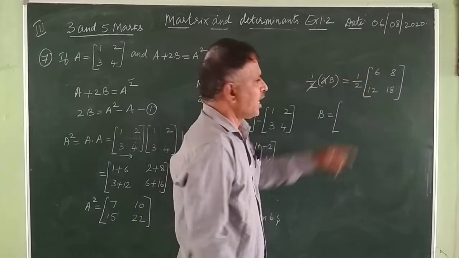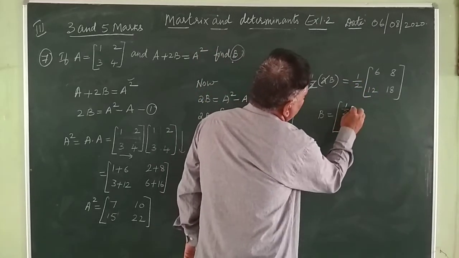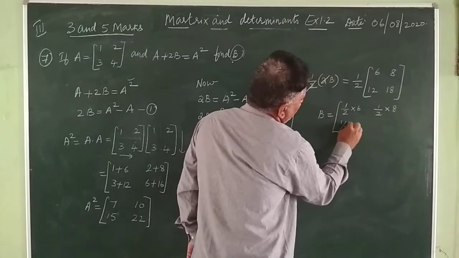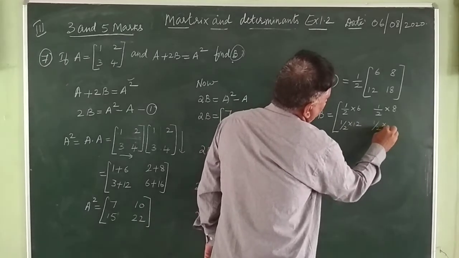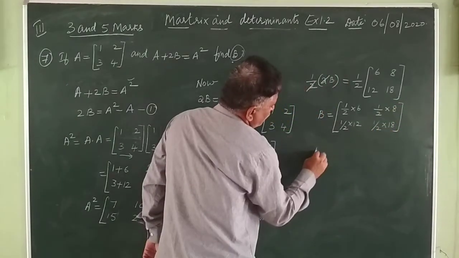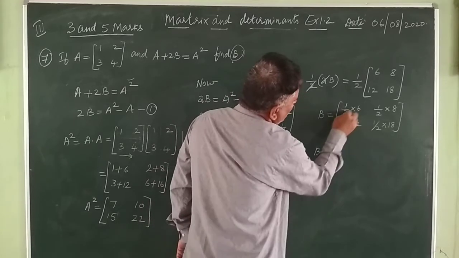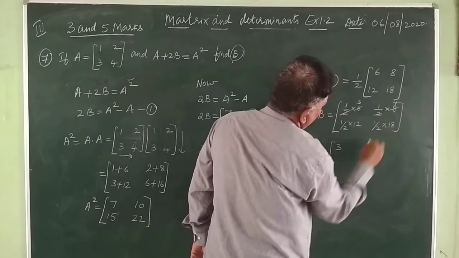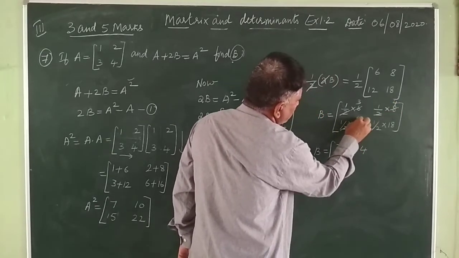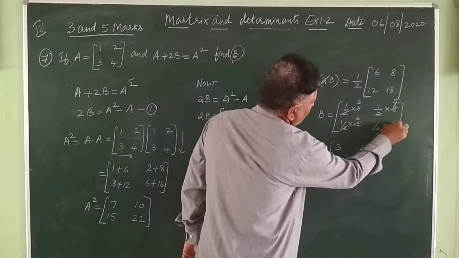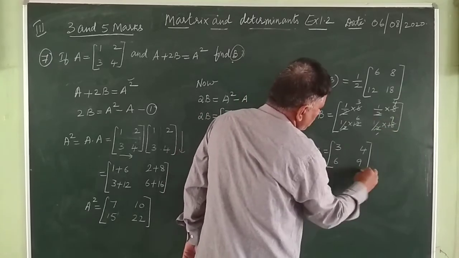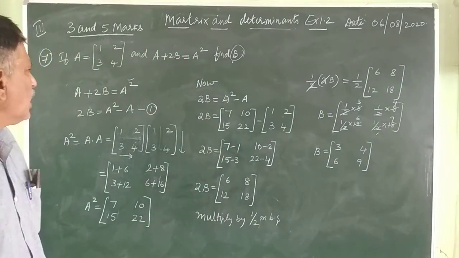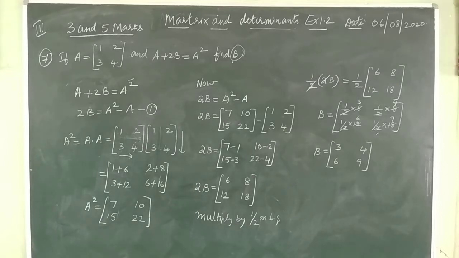Now it is a scalar multiplication. That means half into 6, half into 8, half into 12, half into 18. So B is equal to 3, 4, 6, 9. So this is the value of matrix B: 3, 4, 6 as well as 9. Yes, please note down this one.